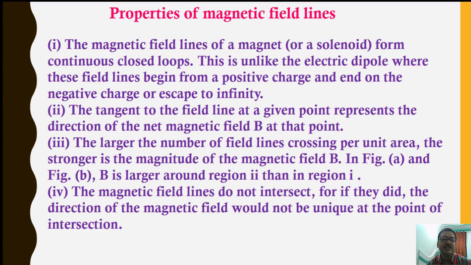Properties of magnetic field lines. First property, the magnetic field lines of magnet or a solenoid form continuous closed curve. This is unlike the electric dipole where these field lines begin from a positive charge and end on the negative charge or escape to infinity.